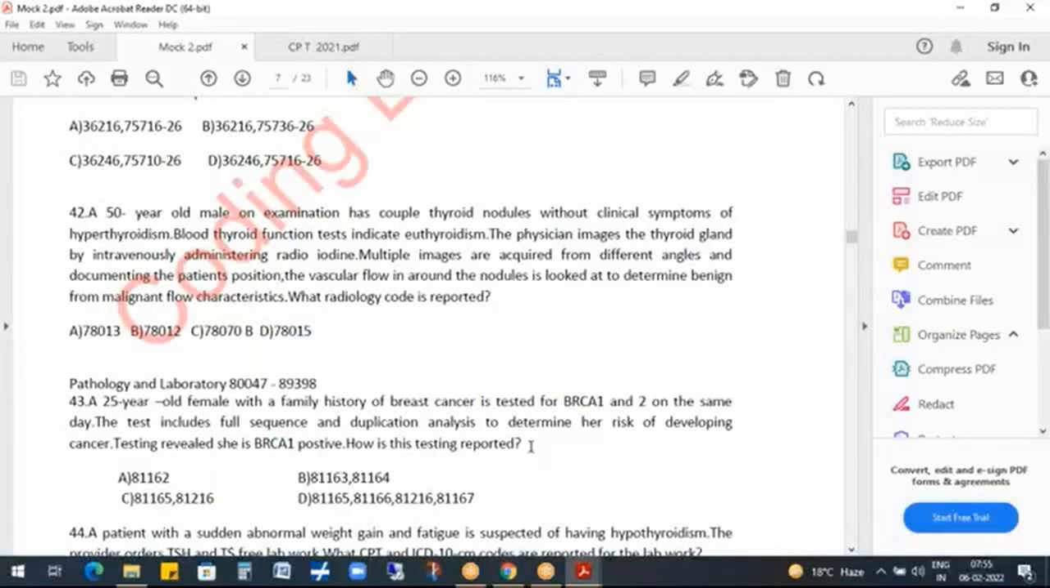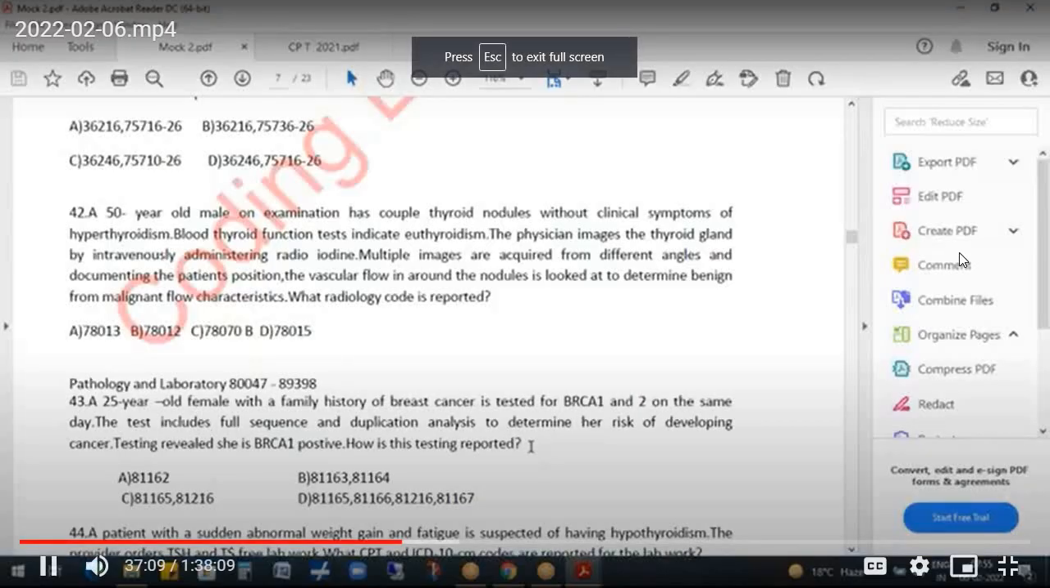They are testing for thyroid carcinoma, and is the test performed in the neck and chest region only, or any other region? Thyroid nodule means it is the neck region, right? With clinical symptoms indicating euthyroidism, the thyroid gland is imaged after intravenous radioiodine, documenting the patient position. They documented the vascular flow, no? In that, the nodules have only one vascular flow.